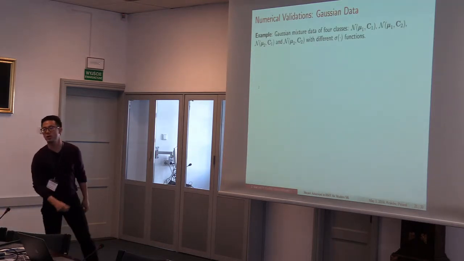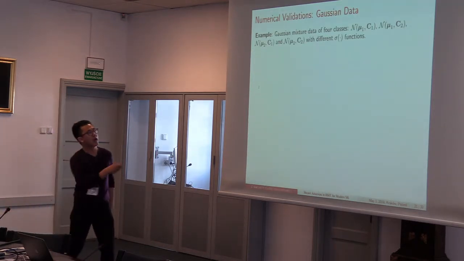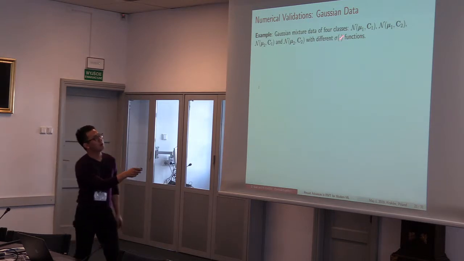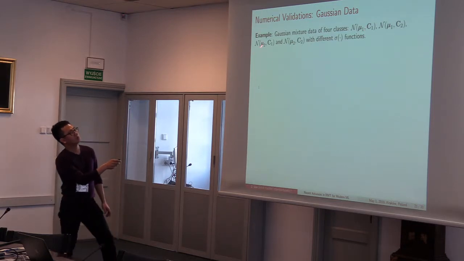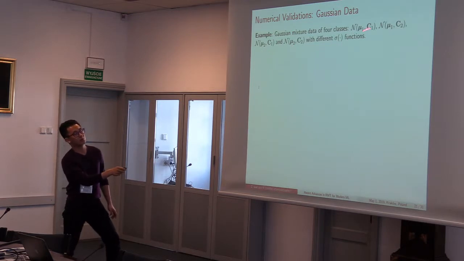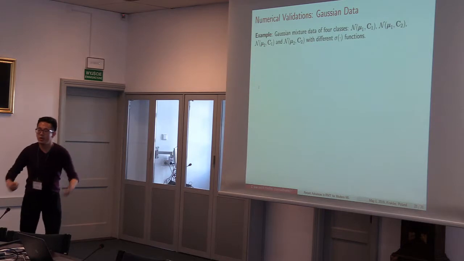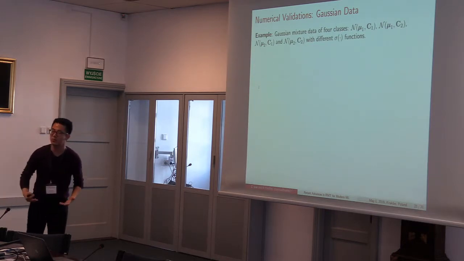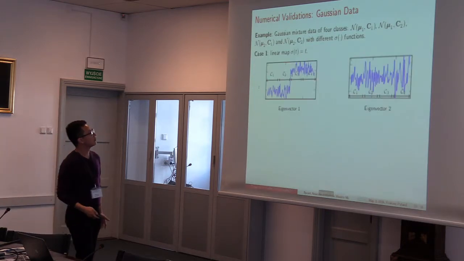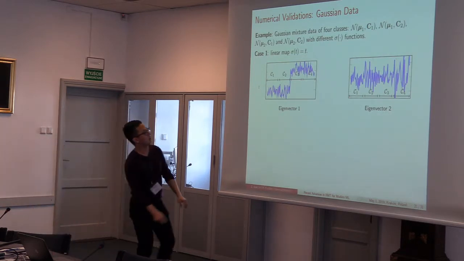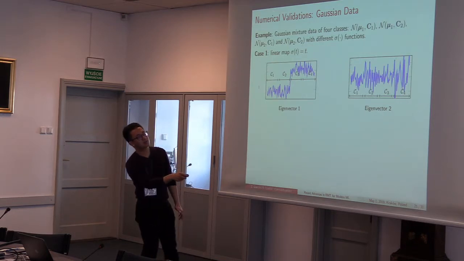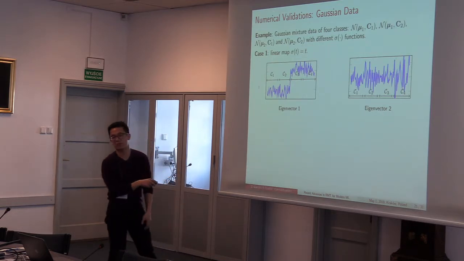So here for some simulations, we have four classes. Class 1 and class 2 have the same mean but different covariance, okay? And class 3 and class 4 have a different mean compared to class 1 and class 2, okay? So we will now apply different nonlinearities to see what happens. First, a linear map, which is a mean-oriented function. We see that the second eigenvector really contains only noise and is not informative.